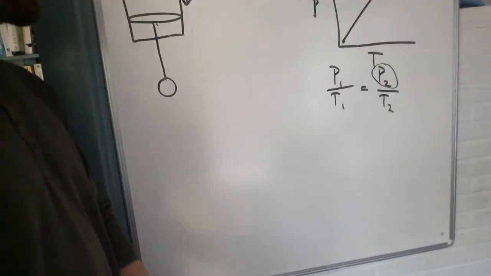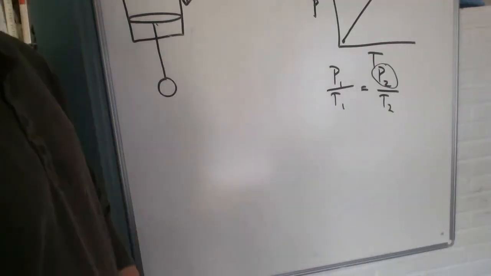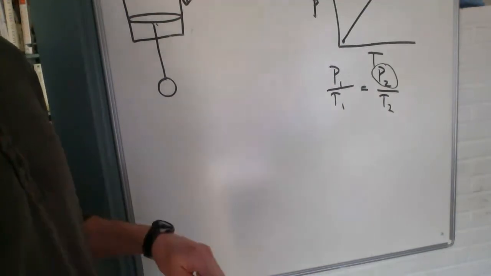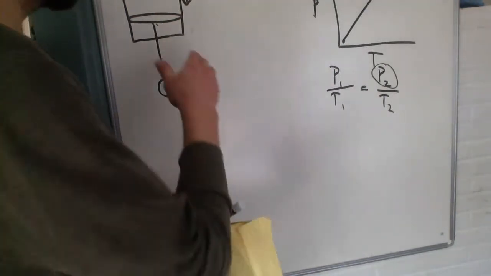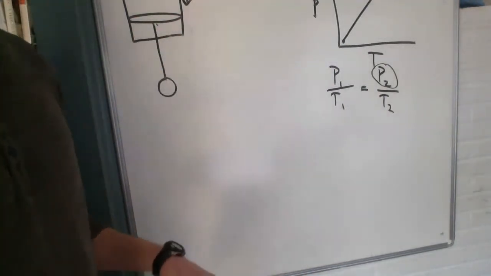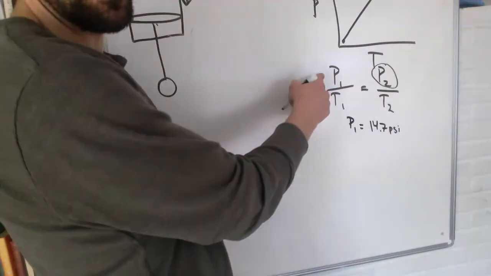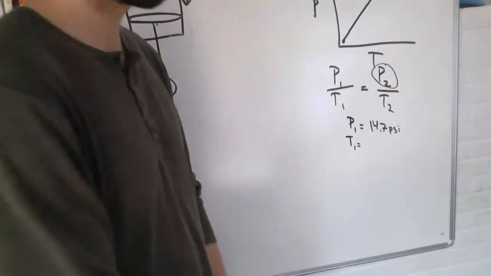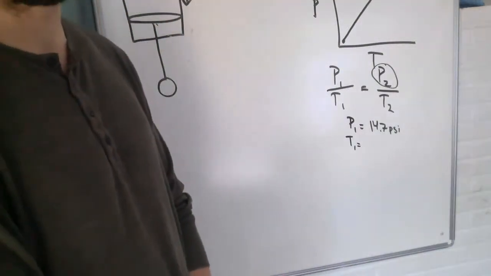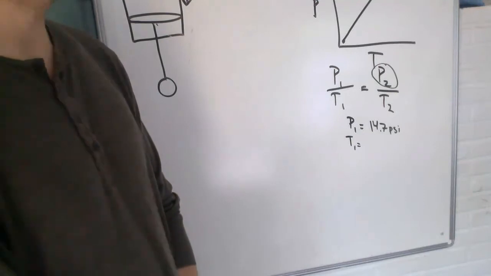Let's start filling out this formula, and let's think about what the pressure and temperature are before the combustion happens. In the beginning, inside the cylinder, we're going to have just regular atmospheric pressure at sea level. So P1 is going to be equal to 14.7 psi. All right, that's the initial pressure. The initial temperature is going to be room temperature, or let's say an average day like 70 degrees Fahrenheit. That's 20 degrees Celsius.